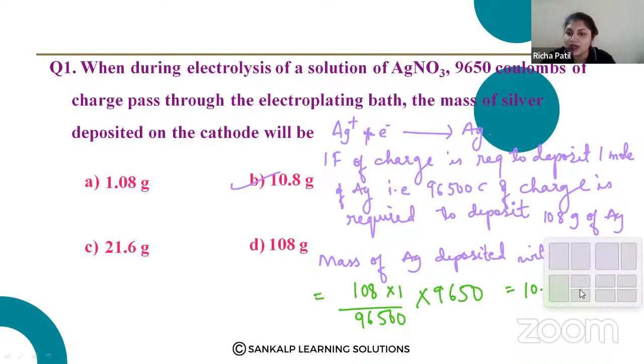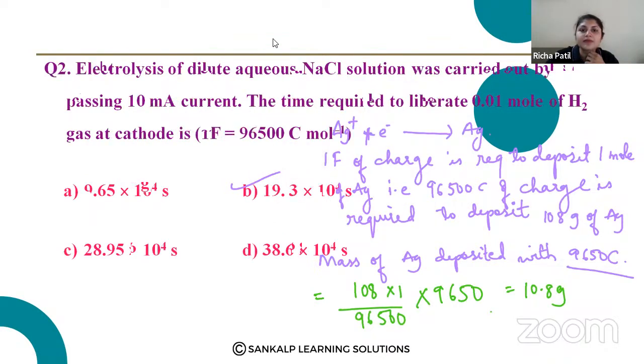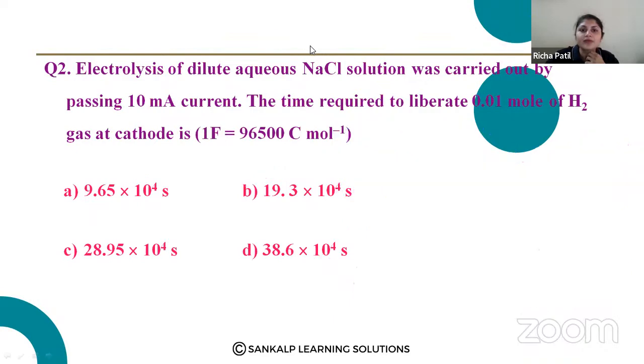I hope you understood this. Yes, most of you have answered it right. It is B. This is the way you're going to answer the question. I hope you have understood it. This is according to the first law. So we'll go for the next question.